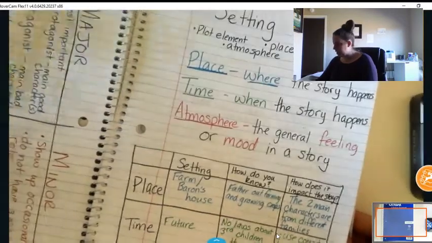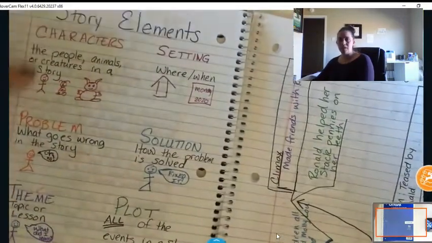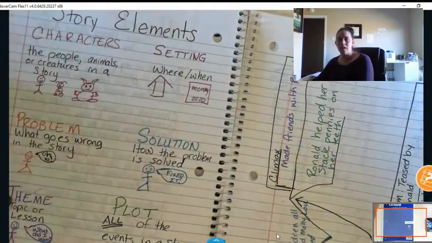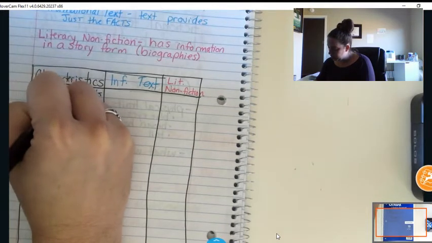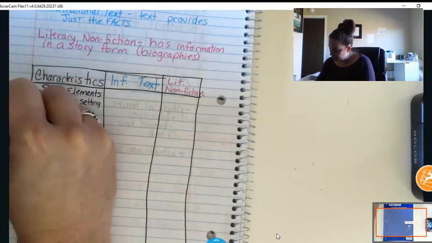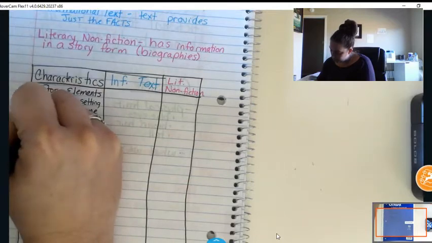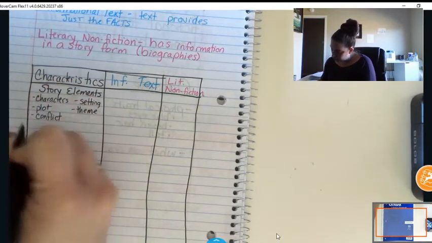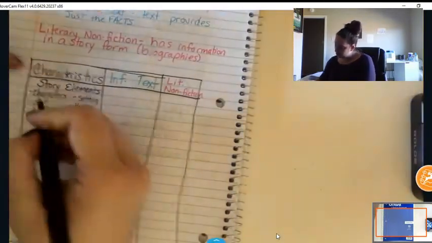Conflict, that would be a story element. Setting is a story element. Characters are story elements. So our story elements include character, setting, problem, solution, theme, and plot. So our story elements include characters, setting, plot, theme, conflict. I think there was another one, wasn't there? Oh, solution.